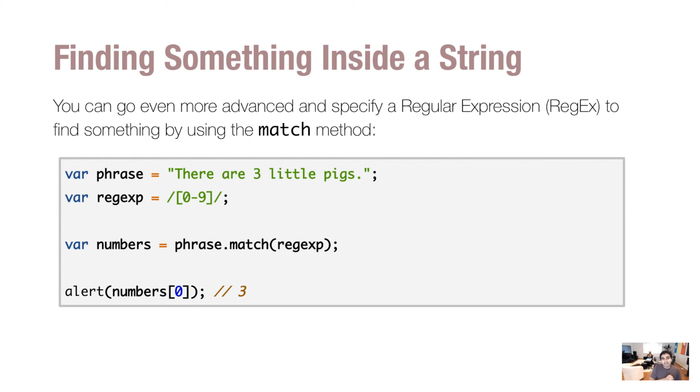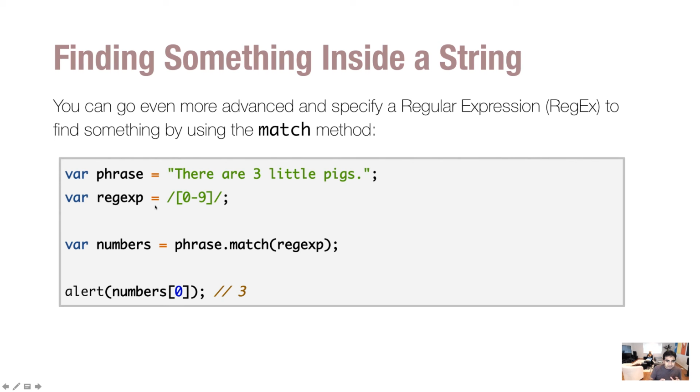Now, for a very advanced way of searching something inside your text, you also have the ability to specify regular expressions, or regex as the cool kids say it. And the way you use that is by using the match method. So just like before, I have a variable called phrase, and this time the value is "there are 3 little pigs". And I'm also specifying the regular expression directly as a variable called regexp, just to help increase readability. To figure out what the numbers are in this example, I'm going to use this phrase and call match on the phrase variable. This regular expression is going to be the argument I pass into it. And what gets returned is the number 3.